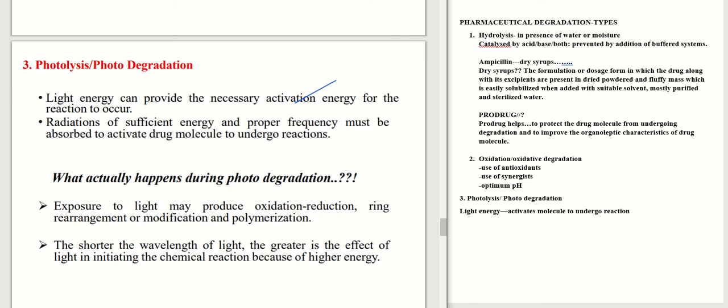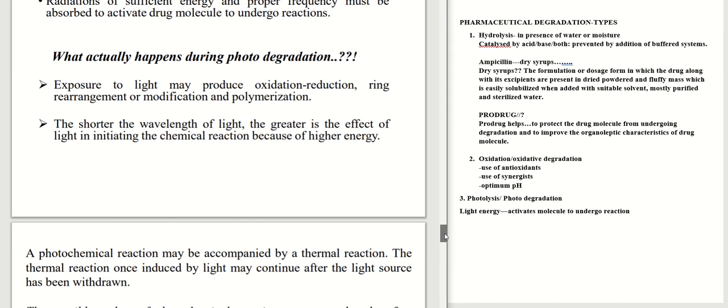So that is how. Now what actually happens during a photodegradation or photolytic degradation? On exposure to light, oxidation or reduction occurs.